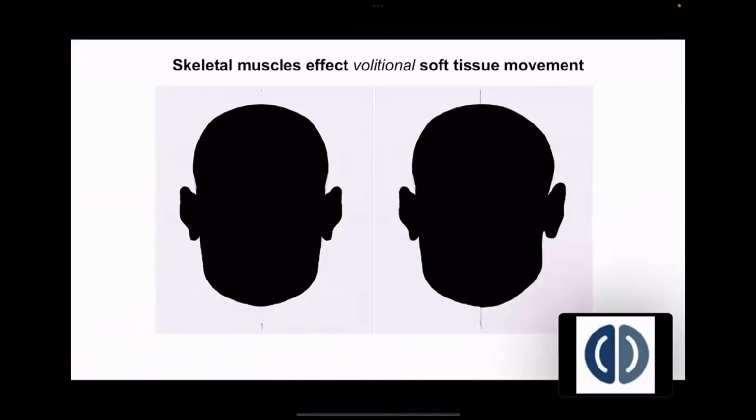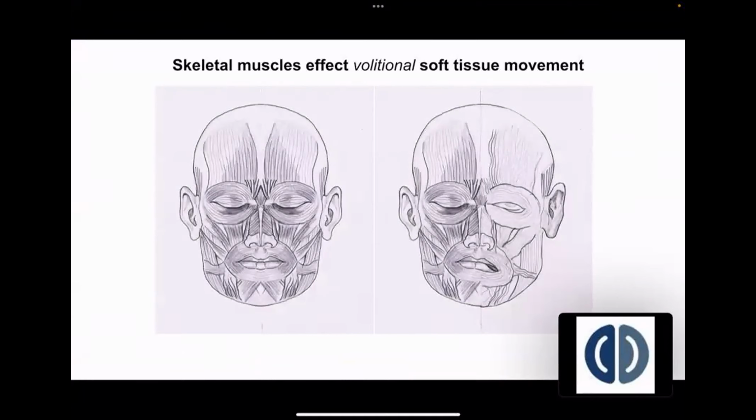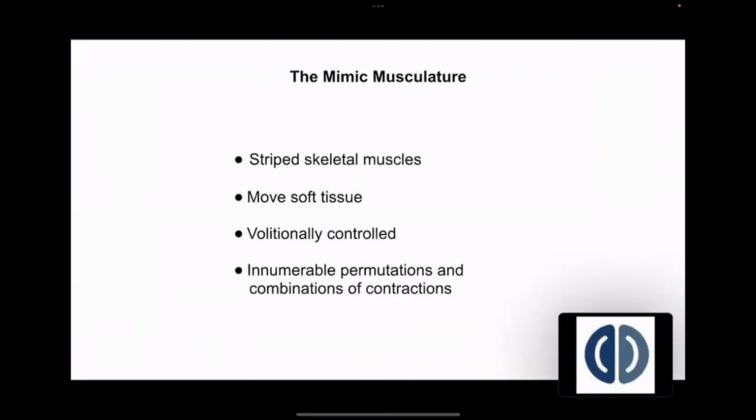The skeletal muscles affect volitional soft tissue movement. In the face, if you just take the silhouette, you just can't recognize if there is a facial palsy or not, because it is a movement of the soft tissue. It is not a movement of joints. So the mimic musculature are striped skeletal muscles that move soft tissue. They're volitionally controlled. The other striped muscle that moves only soft tissue is the cardiac muscle. So this is very unique. The mimic musculature moves soft tissue, does not move joints, but it is yet volitionally controlled.